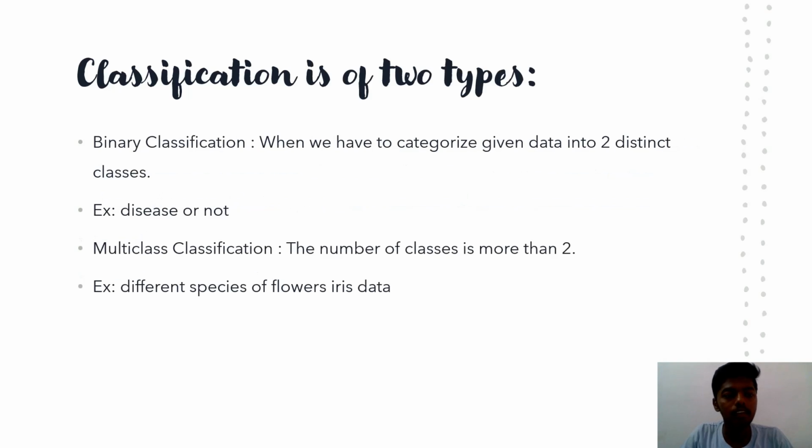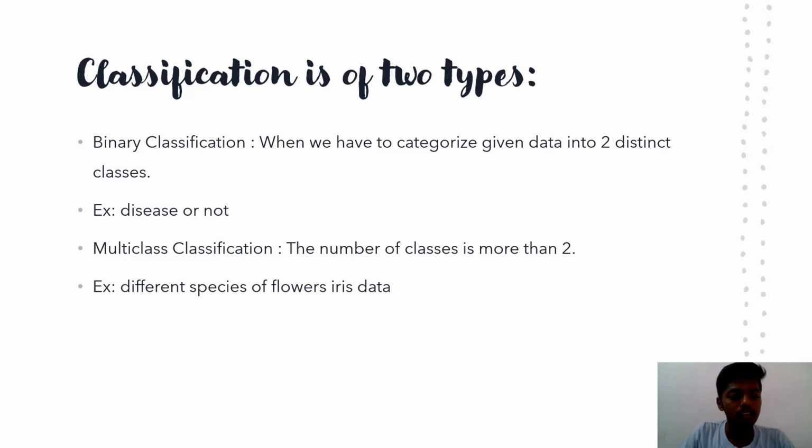Classification is also divided into two types: binary classification and multi-class classification. Binary classification is when we categorize the given data into two distinct classes, like yes or no. For example, whether a human has diabetes or not, whether a human has a disease or not, or, in the recent COVID situation, whether the human has COVID or not. These are binary classification categories.